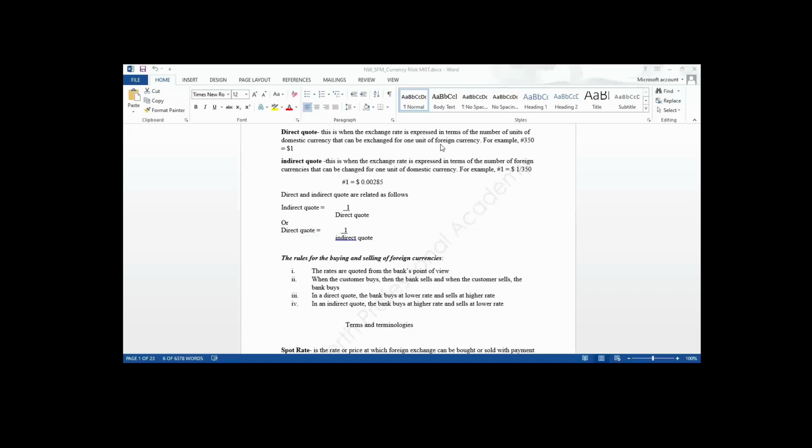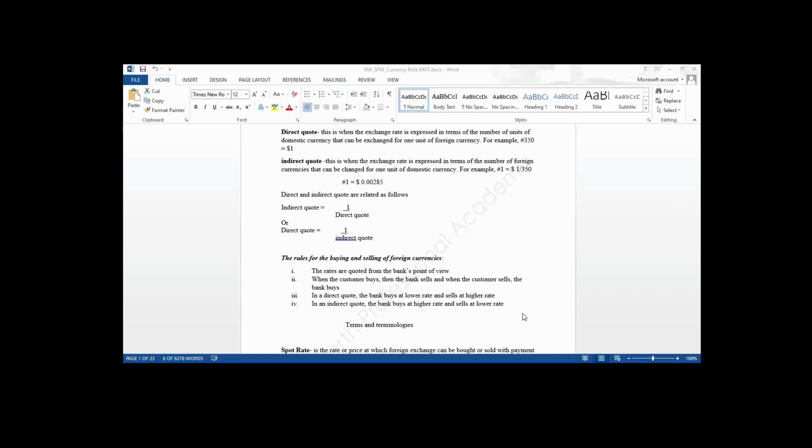In a direct quote, the bank buys at lower rates and sells at higher rates. If you are dealing with direct quotation, bank will buy at low rates and sell at high rates. In an indirect quote, the bank buys at higher rates and sells at lower rates.